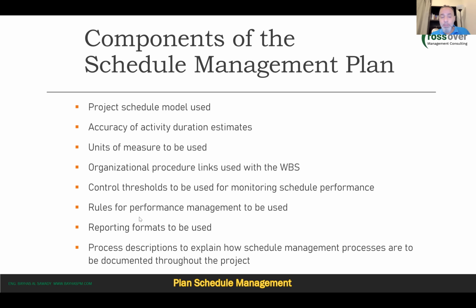Other things that we can include in the schedule management plan is how to measure the performance of the schedule. Now, we will explain this more when we discuss the monitoring and controlling processes, but there are certain formulas that you can use in order to measure the performance. So in order to know if we are ahead of schedule or behind schedule, and by how much, okay? And what are the reporting formats to be used? So what are the reports that I need to develop and, for instance, send to some of the stakeholders concerning the progress of the schedule?